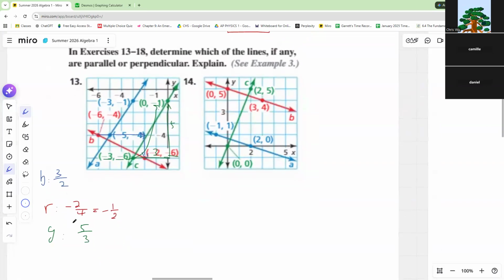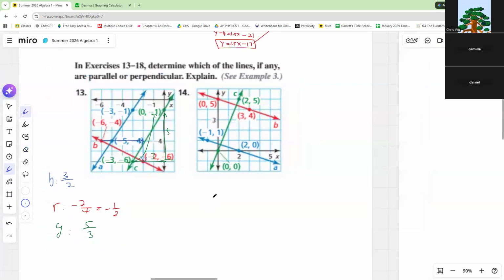And if we look at that, yeah, none of them are equal or negative reciprocals of each other. So even though these two values are really close to each other, right? This one is like 1.5 and this one's like 1.667. They're pretty close, but they're not the same. So they're not parallel. Okay, good. And the red one doesn't even look like it's perpendicular to them. So okay, let's do 14.